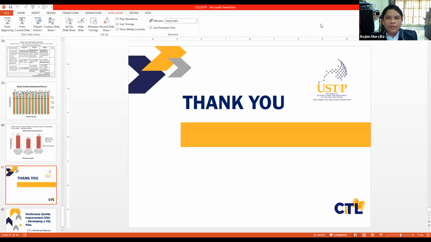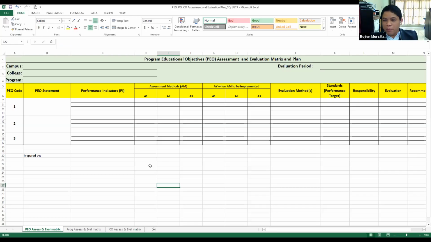That's all for this session. I will go back to our template. This will be your template. You just fill in these things. For example, the campus: which campus? USTP-CitL, Claveria. Then which college, and which program. Not the department actually, it's the program, because the program is what we build this assessment and evaluation plan for.